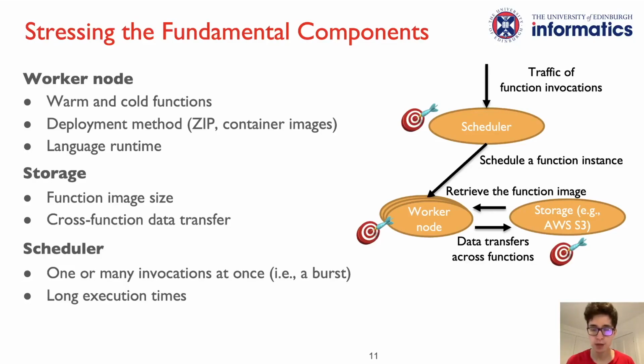Finally, to stress the scheduler, STeLLAR steers function invocation traffic of a configurable shape. For example, STeLLAR can invoke a function once at a time, or alternatively, issue bursts of several invocations at once to the same function. Second, STeLLAR specifies whether a function should return immediately or execute for some time, which is modeled by busy spinning in the user code. Now, let us consider the design of the STeLLAR framework.